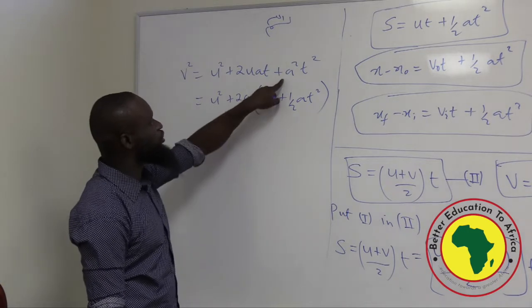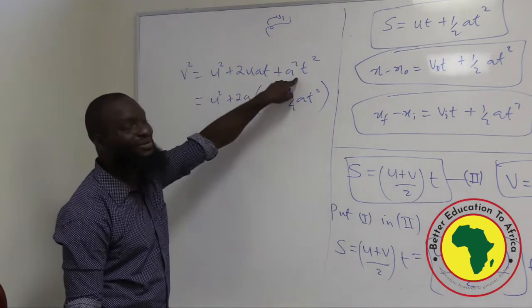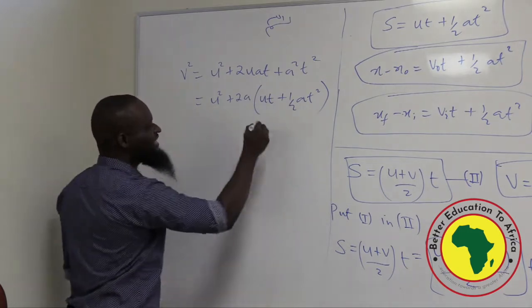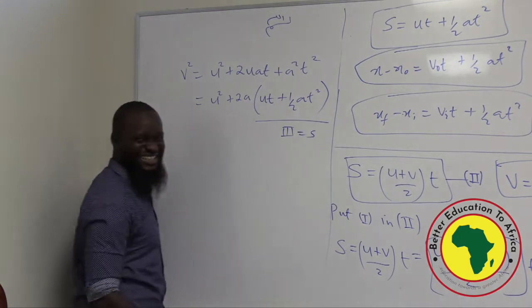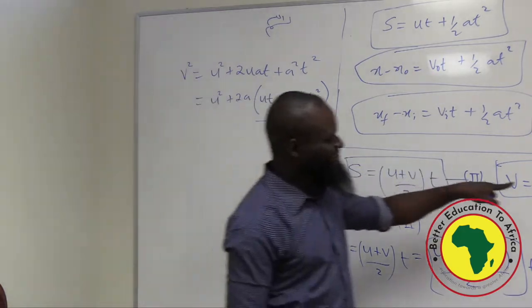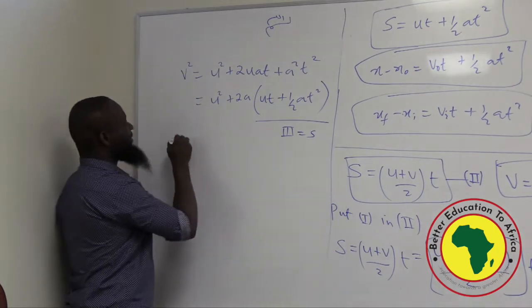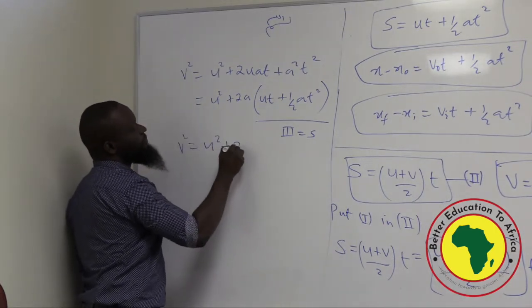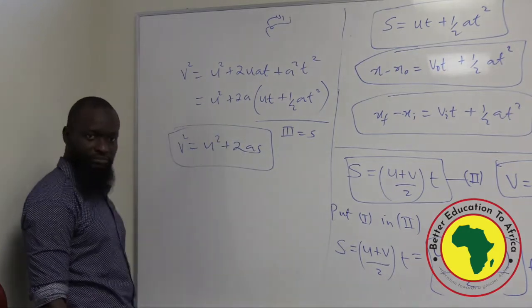When you bring out 2a, there's no 2 here, so you have a half to cancel the 2. And you bring out one a, you need another a to make a squared there. Okay. And this is what you have as equation 3, as your s: ut plus half at squared. Okay. So it becomes v squared equals u squared plus 2as. That's one way to get it.